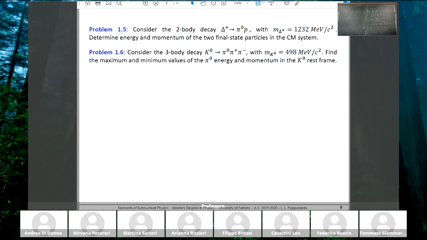Now, the complication here is that we have 3 particles. Essentially, they can share the total energy in infinite possible ways. This is the complication between a 3-body system and a 2-body system. However, we are only asked to find the maximum and the minimum, and this makes things much easier. So, can any of you try to think in which case the pi0 gets the highest momentum? Which configuration? Try to think a little bit.